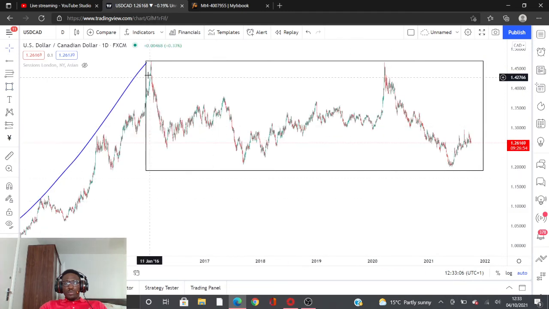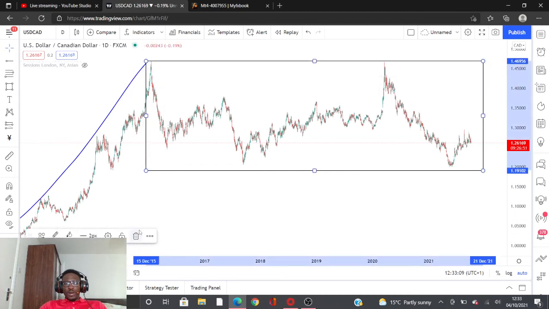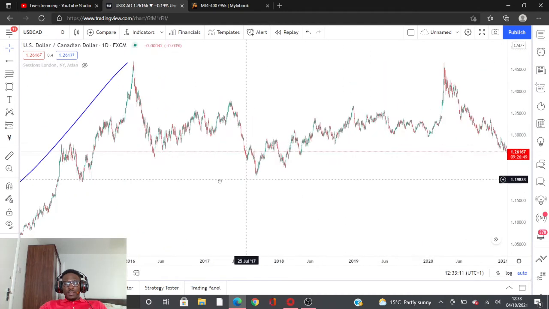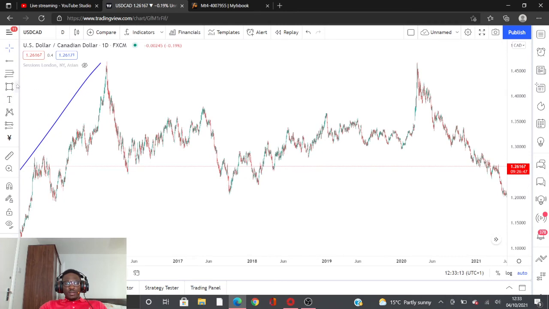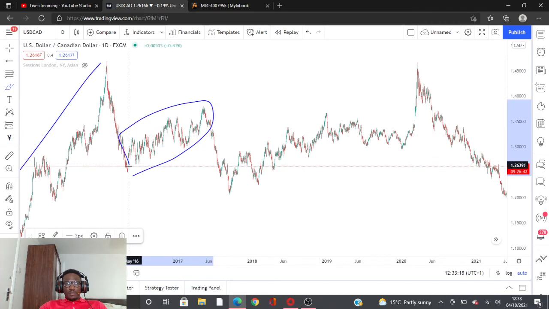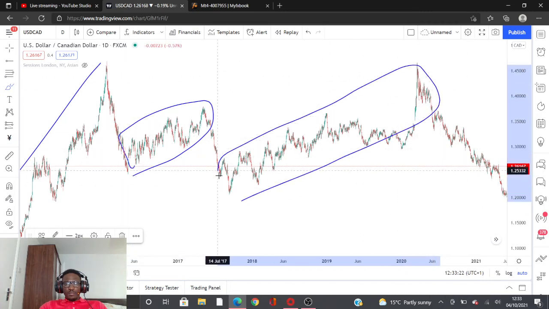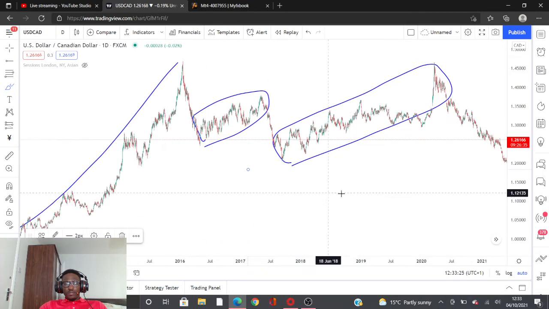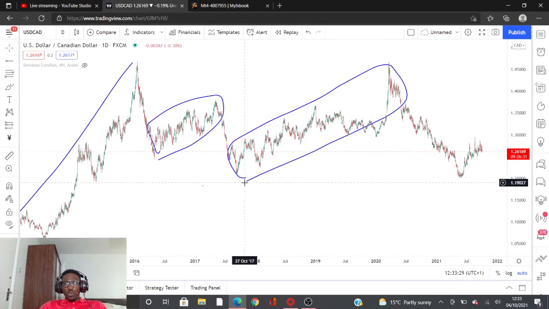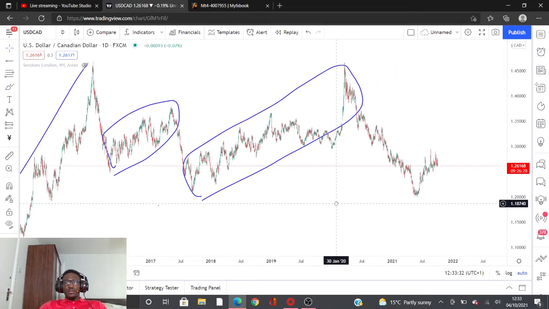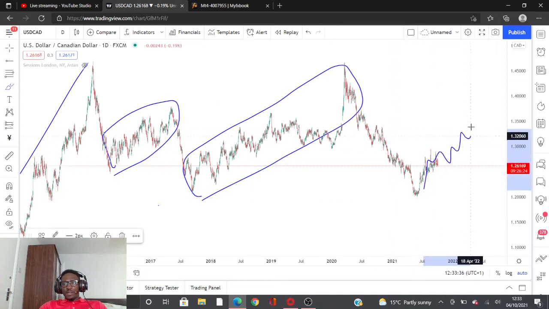But if you understand structure, every single pattern that this market is making in this contraction is a sell pattern. This is a sell pattern. This is a sell pattern. These are patterns that usually end up breaking to the downside, and we've already seen that twice. Now what is the market doing? It's probably coming in to make another sell pattern that will end up breaking to the downside.